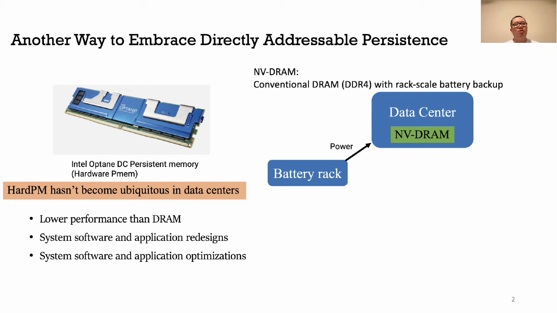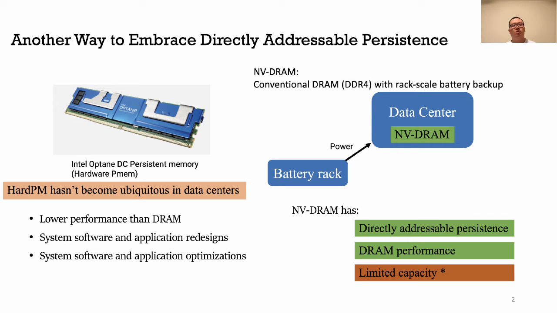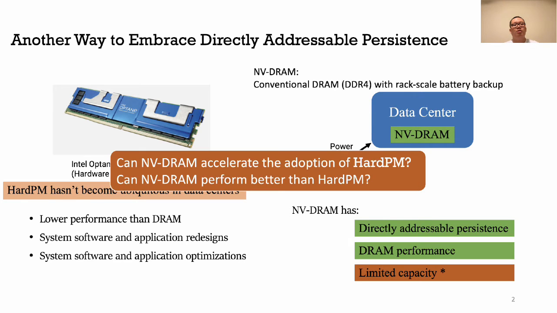So in this work, we look into another solution to enjoy this benefit, which is the NVDRAM, which can be potentially available in the current large-scale, well-engineered data centers. And the NVDRAM will have the following benefits. First, it also has the direct addressable persistency, and meanwhile, it has the real DRAM performance. But the limitation is that it would have limited capacity. So in this work, we want to explore whether the NVDRAM can accelerate the adoption of the hard PMM, and also whether the NVDRAM can perform better than the hard PMM.